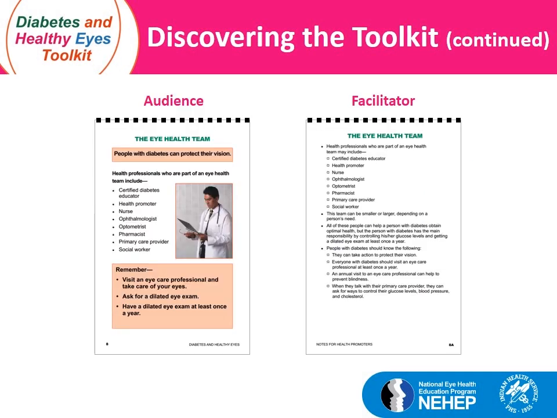Let's take a closer look at the toolkit. You'll notice that the flip chart provides information for audiences on one side and then talking points for facilitators on the other side. That way, the audience will get the key information, and you'll have speaking notes so that you ensure that you provide all of the necessary messages to motivate people to take care of their eyes if they have diabetes.